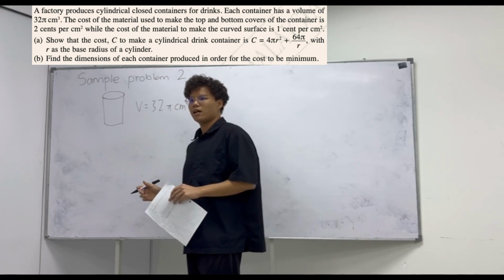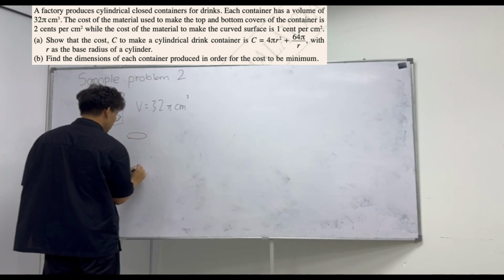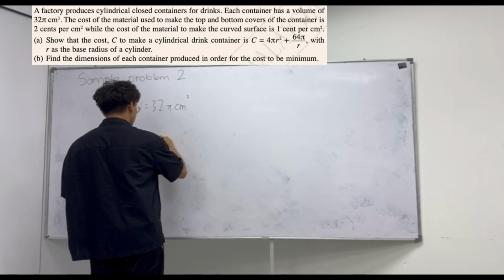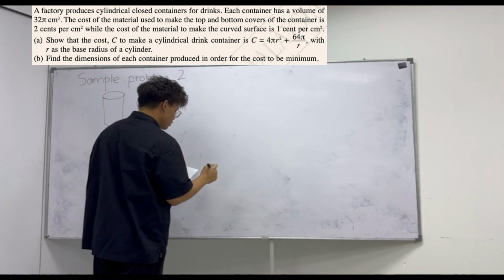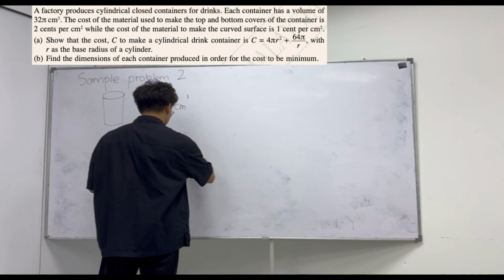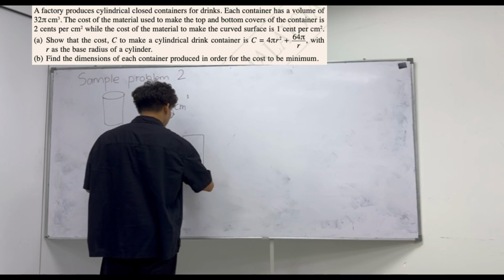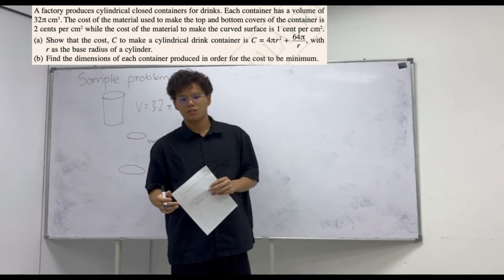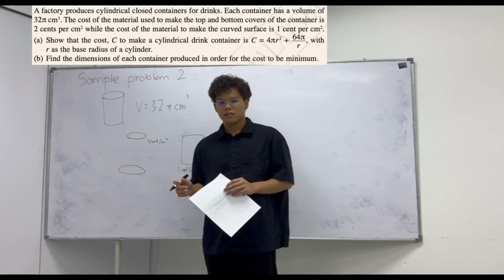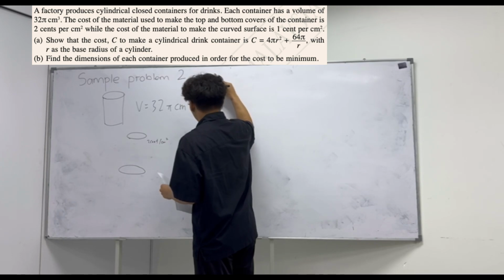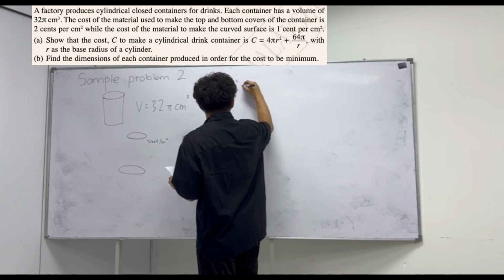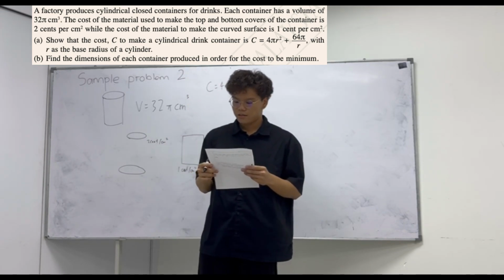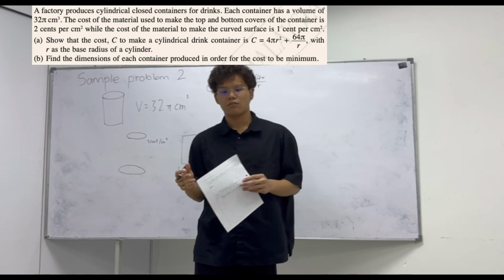And the cost of the material used to make the top and the bottom of the container is 2 cents per cm squared. And the cost of the material to make the curved surface is 1 cent per cm squared. The question is asking: show that the cost to make the container equals 4 pi r squared plus 64 pi over r, where r is the radius of the base of the cylinder.